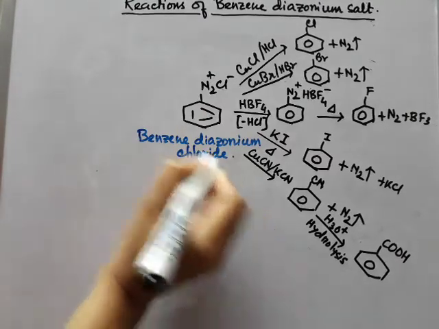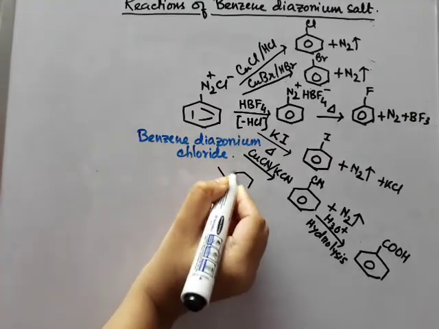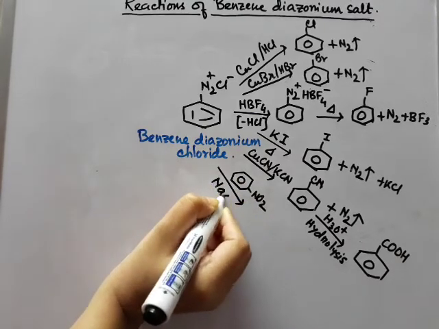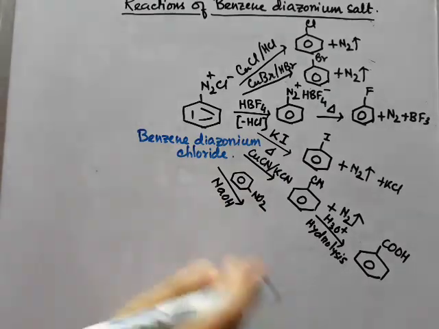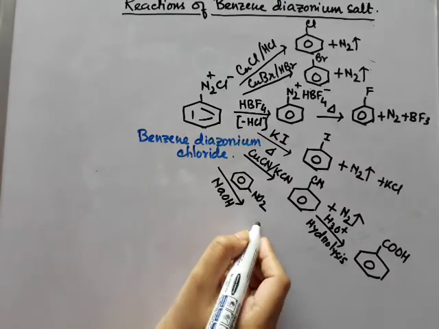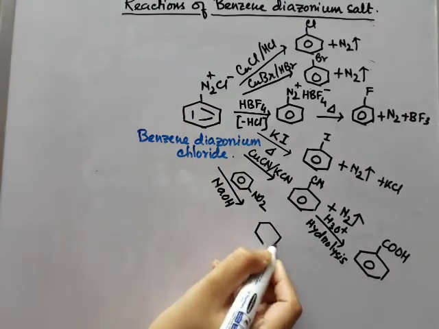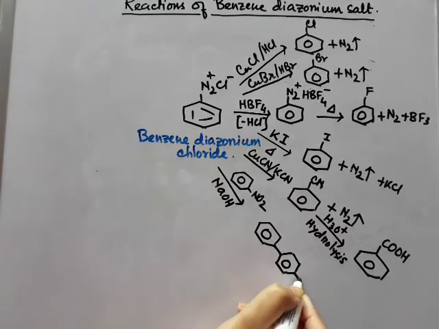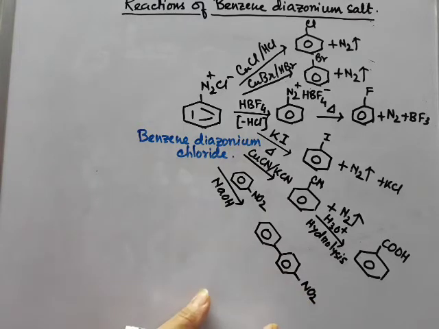Suppose you are treating this benzene diazonium salt with nitrobenzene and NaOH solution. So this group will be replaced by this aromatic group. Okay, along with the formation of nitrogen and sodium chloride and water, you are getting.